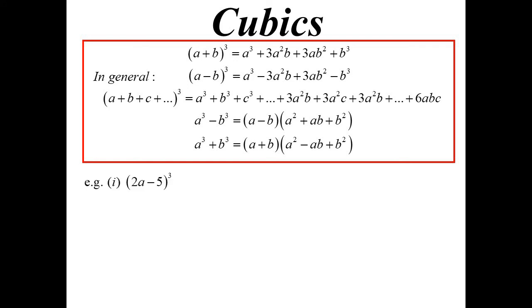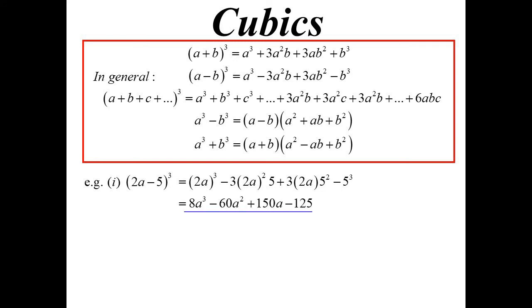2A minus 5 cubed, then, well, whether you do it all in one hit or you physically write each bit down, so it'll be a 2A cubed. The signs are going to alternate. Minus 3 times 2A squared times 5, plus 3 times 2A times 5 squared, and then a minus 5 cubed. Notice the powers of 2A are going down by 1. The powers of 5 are going up by 1. At any point, the 2 powers should add to give 3. Tidying it up, there it is.